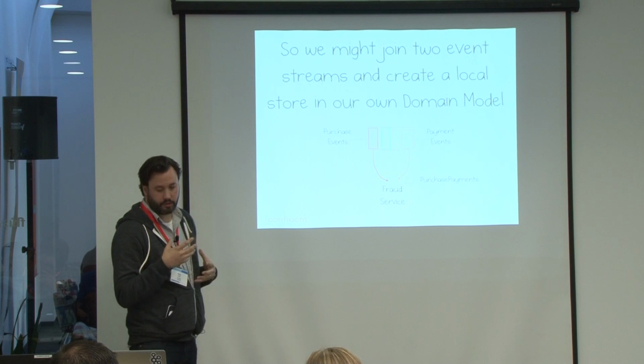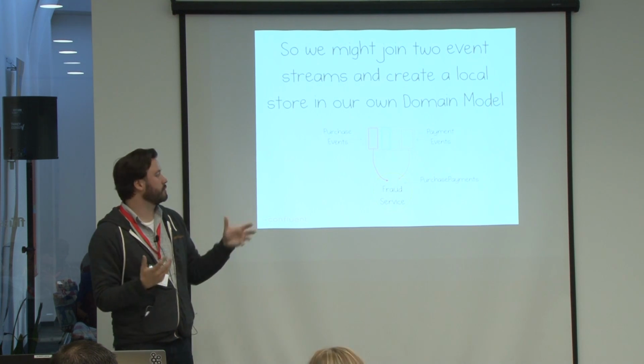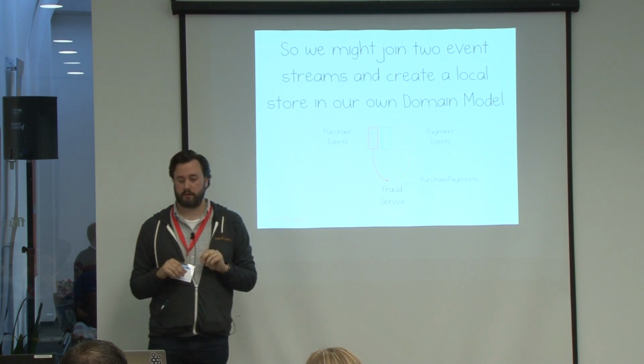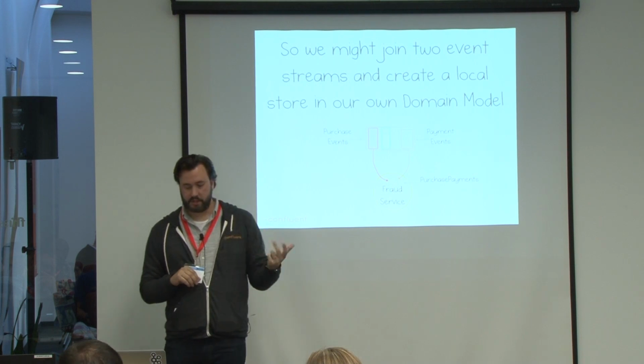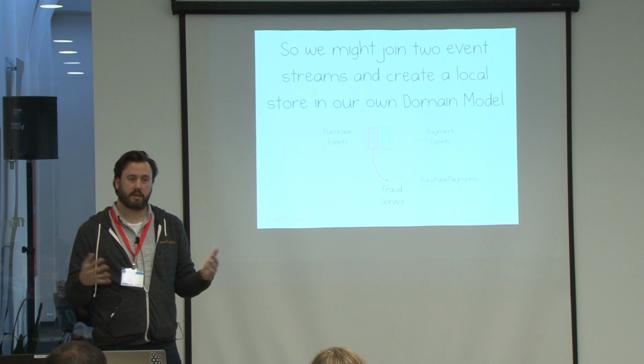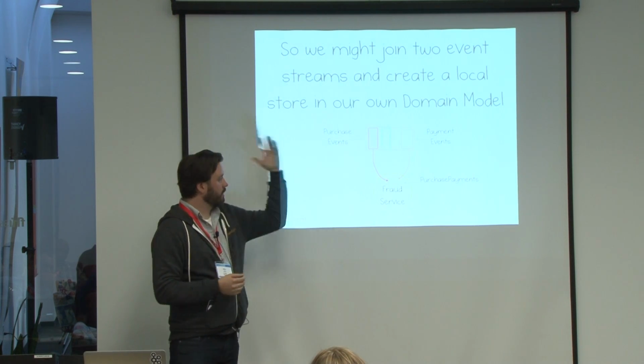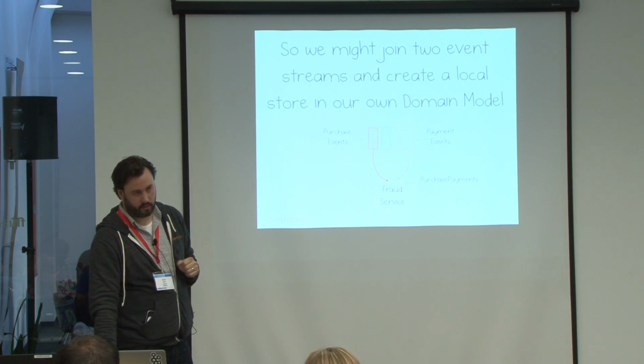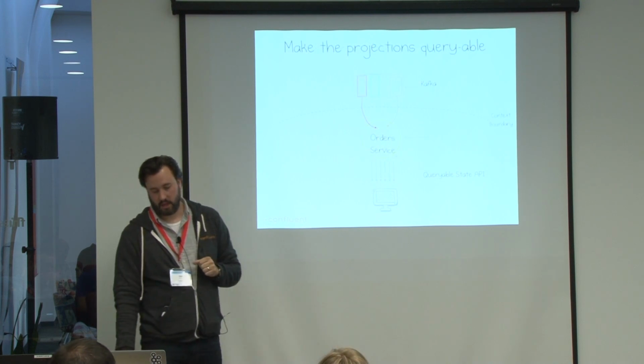So you could join a couple of event streams and create a local data store in your service, right? So if we're doing a fraud service, we would need purchase events and payment events, and we could build a model about what that looks like, and then there are thresholds that that model informs us of, and then we can publish those events downstream to an alerting model or an alerting service.